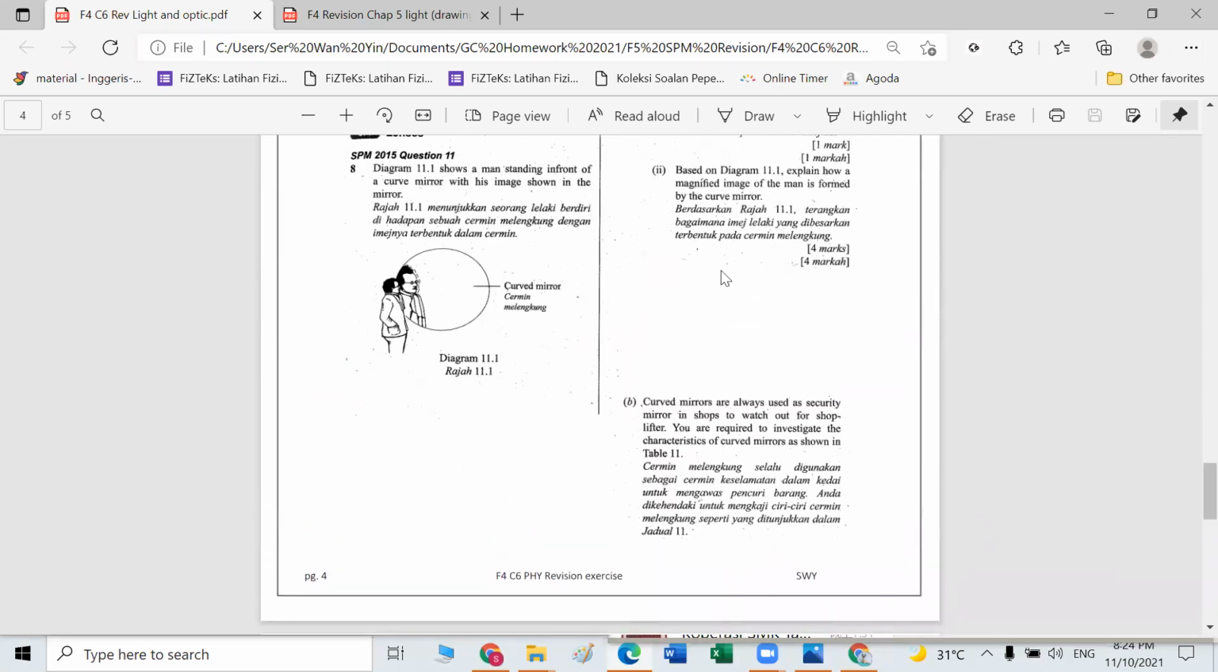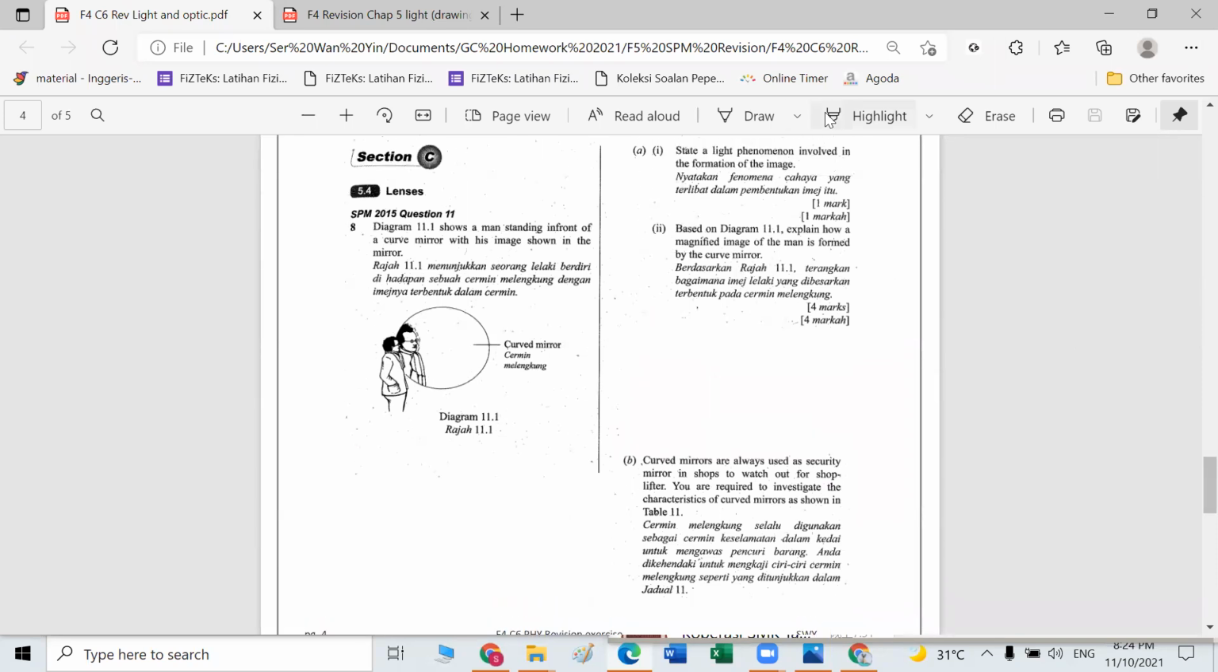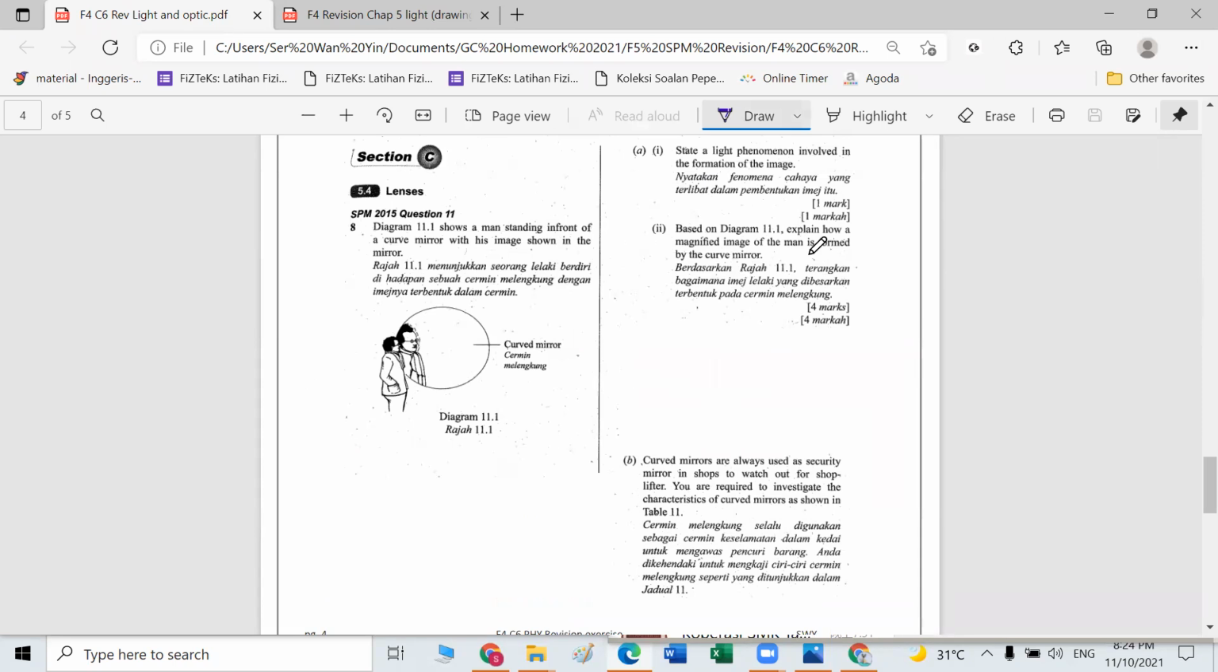And this is 2015 lenses. This is the only 4 marks question that you no need to write any words. You just draw the ray diagram, then you will get 4 marks. This is the only question. No need to write any sentences. Need to label.